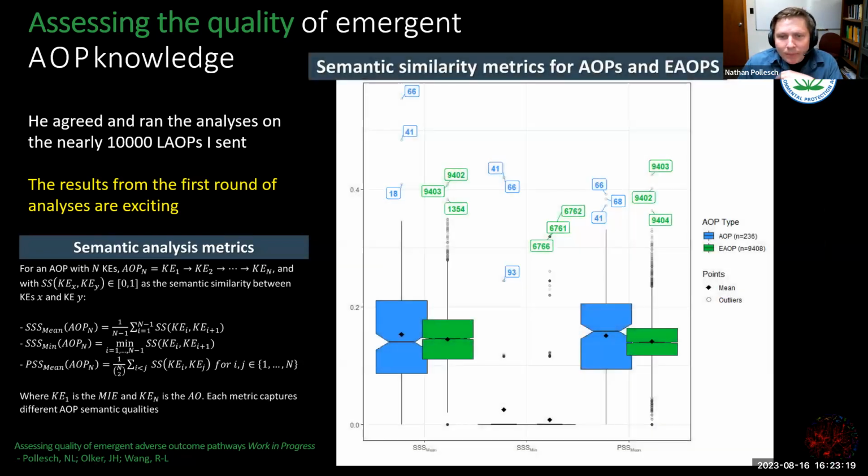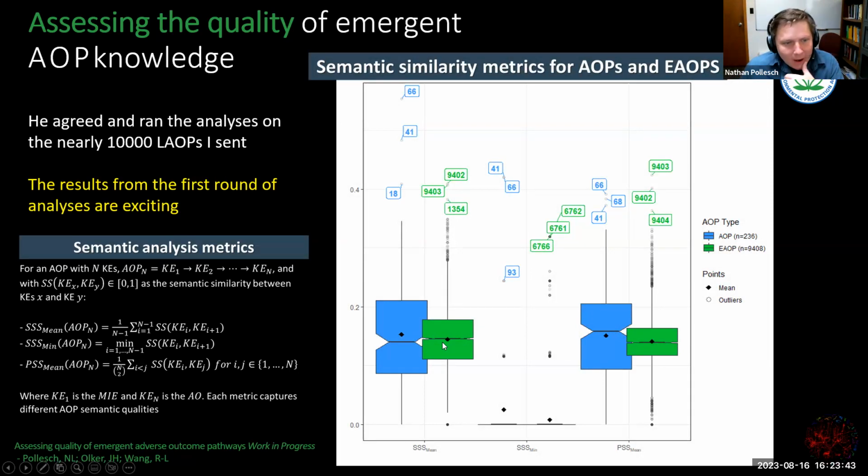In essence, this is just a little more visual way to look at it. But one of the things that's really interesting here is that even though there are about 10,000 of the emergent AOPs and, in this case, a couple hundred of the AOPs we had, the average scores for these metrics are actually pretty similar. So this is encouraging, right?